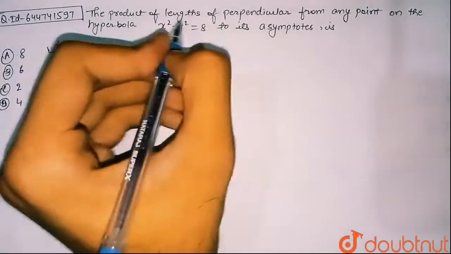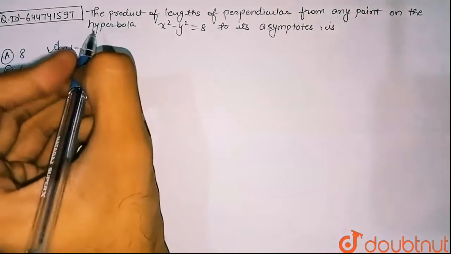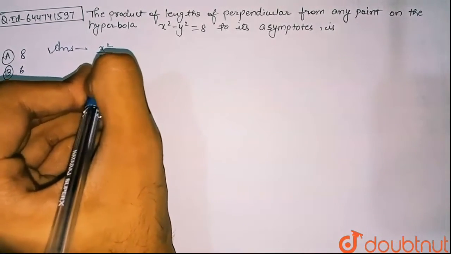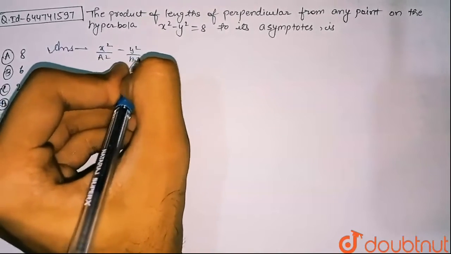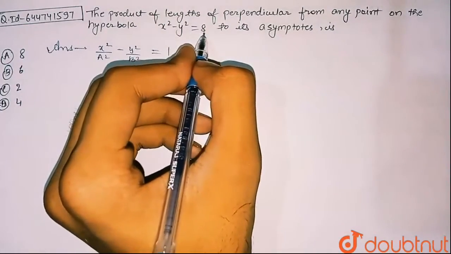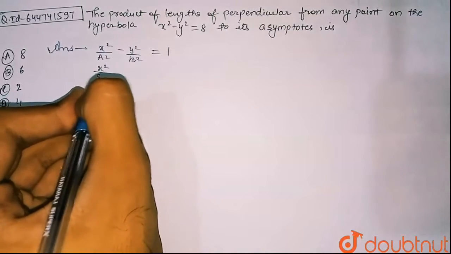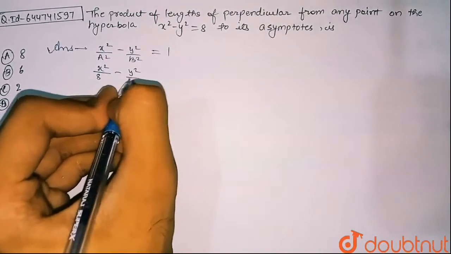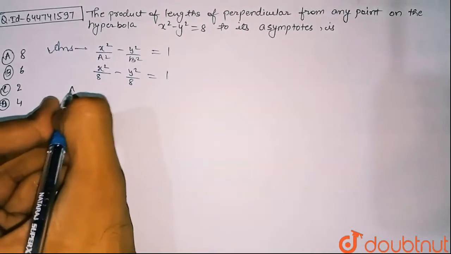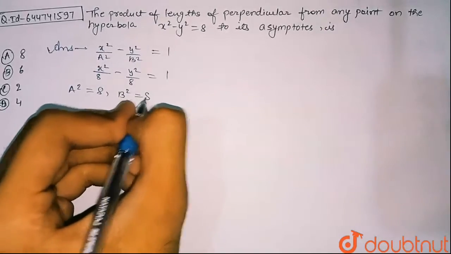So what we will do, we will compare this hyperbola with the standard equation of hyperbola and then we will proceed to answer. So our standard hyperbola equation is x square upon a square minus y square upon b square equal to 1. This is the standard hyperbola. And our given hyperbola, let's divide this whole equation by 8. So our given hyperbola will be x square upon 8 minus y square upon 8 equal to 1. This is our given hyperbola. So from here this capital A square will be equal to 8. Similarly this capital B square will also be equal to 8.